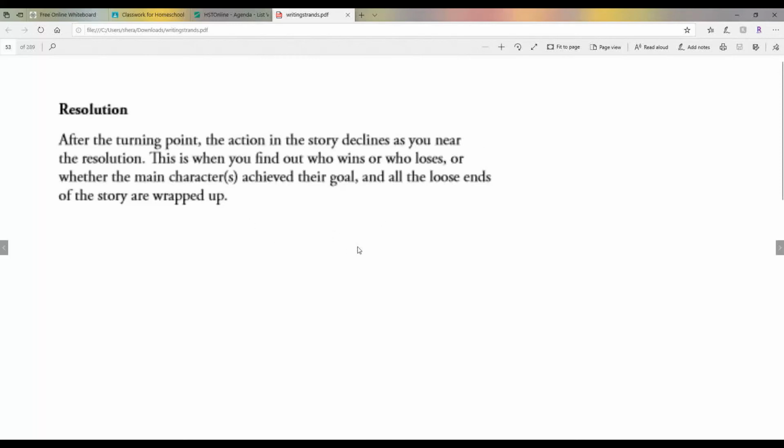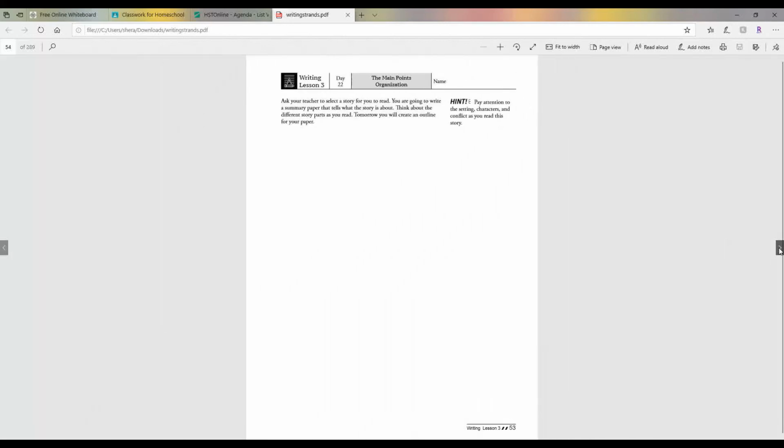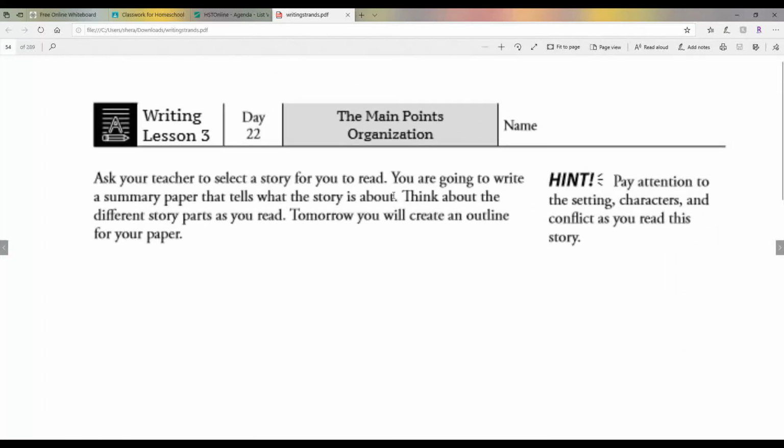So tomorrow we'll actually start having a writing assignment. Actually, I think we may do this today. This got me really kind of messed up because it's not the same as my book. Now this is to ask your teacher to select a story for you to read. You are going to write a summary paper that tells what the story is about. Think about the different story parts as you read. Tomorrow you'll create an outline for that paper. So pay attention to the setting, the characters, and the conflict as you read the story.